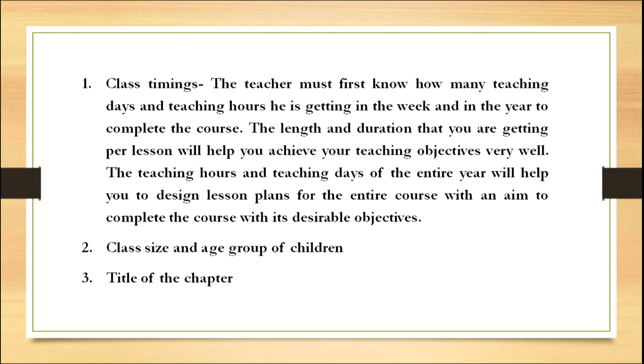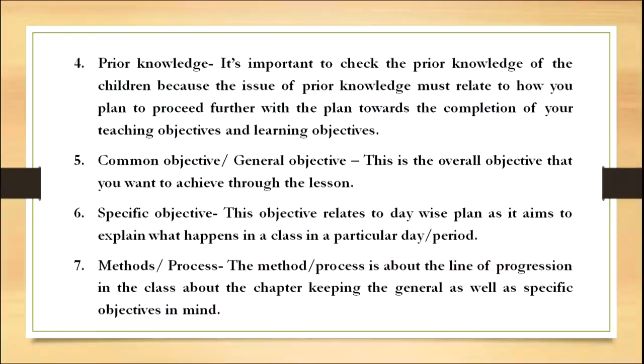Second one is class size and age group of the children. Third is title of the chapter. Fourth is prior knowledge. It is important to check the prior knowledge of the children because the issue of prior knowledge must relate to how you plan to proceed further with the plan towards the completion of your teaching objectives and learning objectives. Fifth one is common objective or general objective. This is the overall objective that you want to achieve through the lesson.